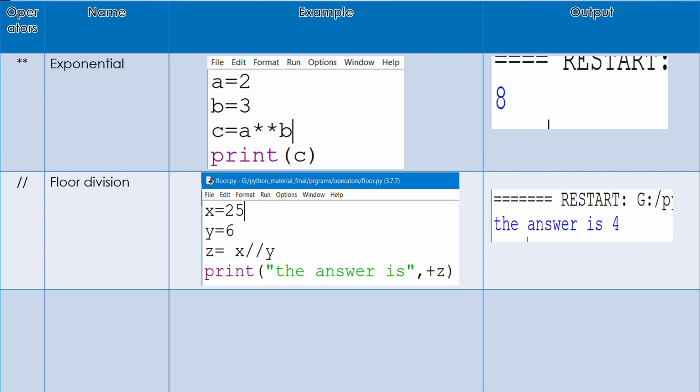Now we are going to discuss the floor division operator, which is also a part of the arithmetic operator. X is equals to 25 here, Y is equals to 6, Z is equals to X floor division Y. Print the answer is Z. The answer is 4. It will only output the value that is before the decimal. So we will take an example practically.